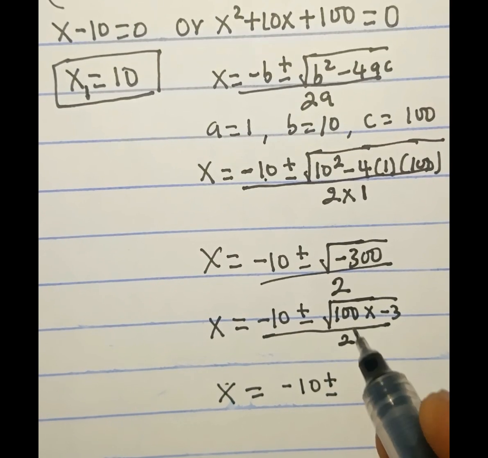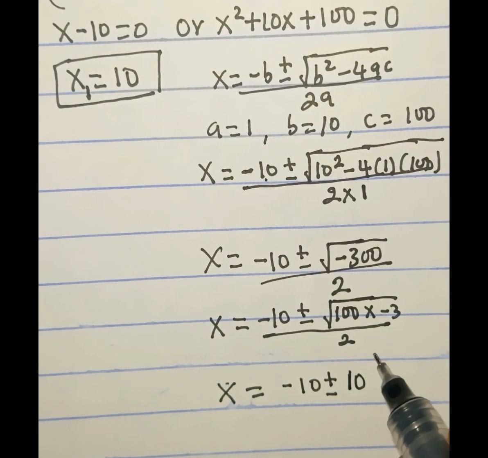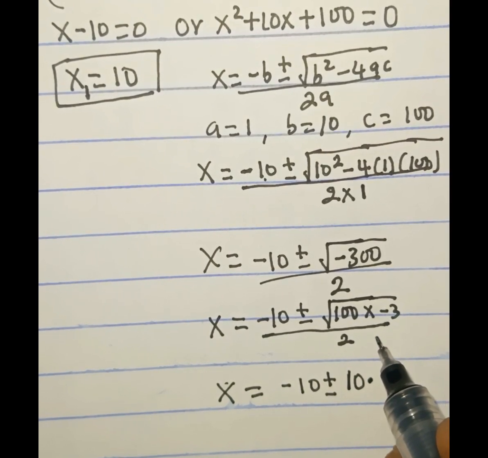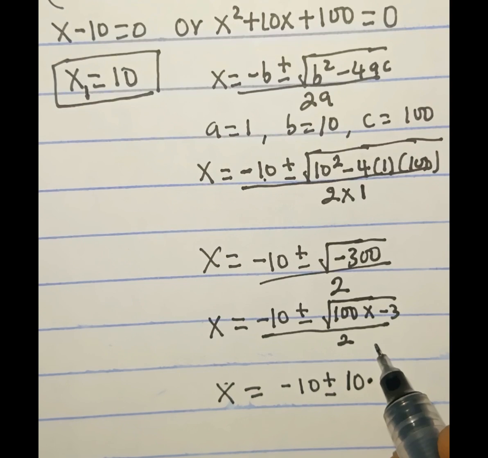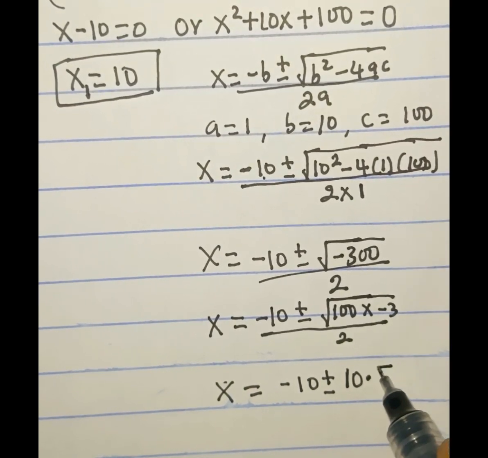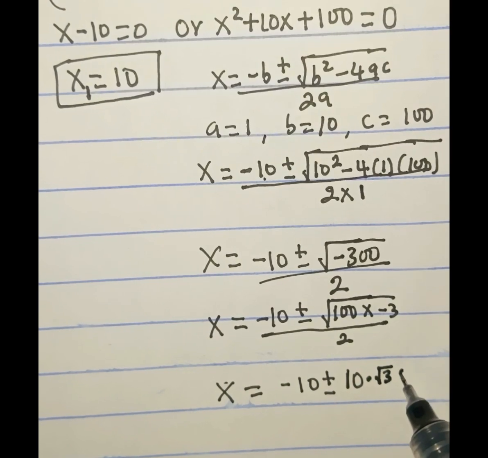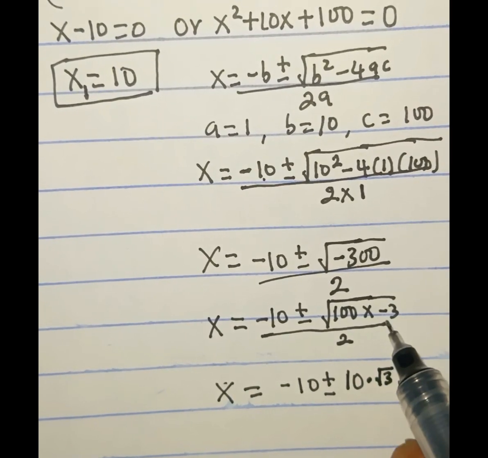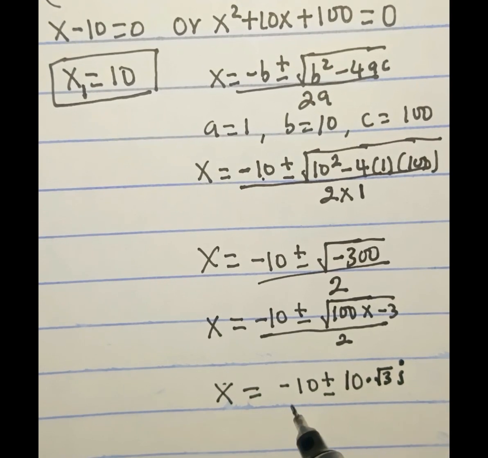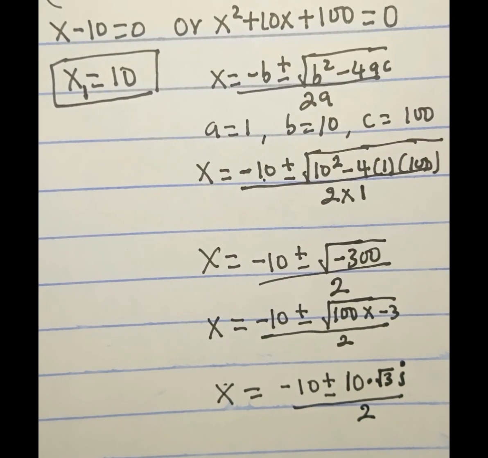So when we take the square root of 100, it's going to be 10, then multiplied by the square root of negative 3. Recall that when you are taking the square root of a negative number, we're going to get an imaginary number. So the square root of minus 3 is going to be the square root of 3 then i, because this negative is the same as minus 1, and the square root of minus 1 is the same as i, which is the imaginary number. So everything will be over 2.